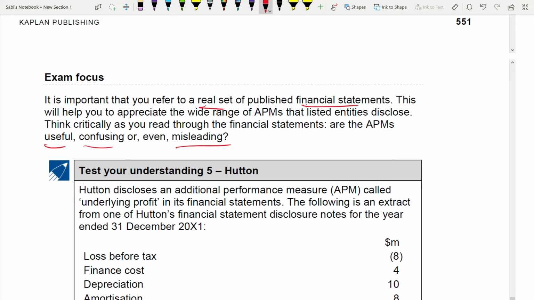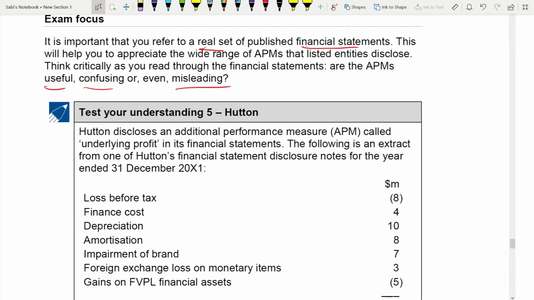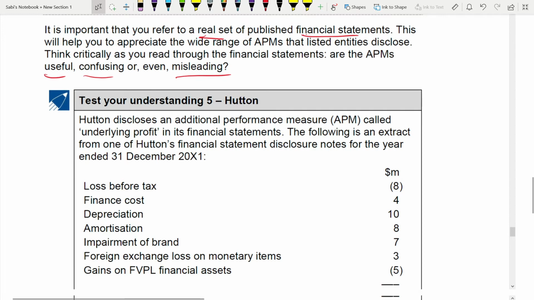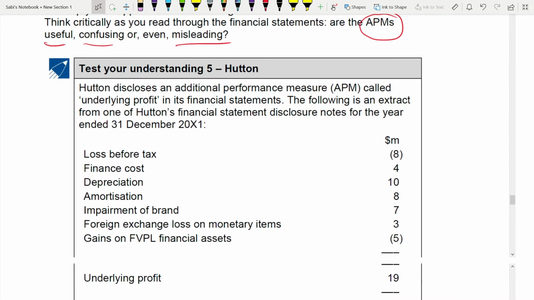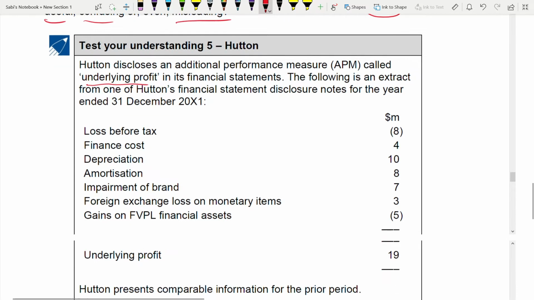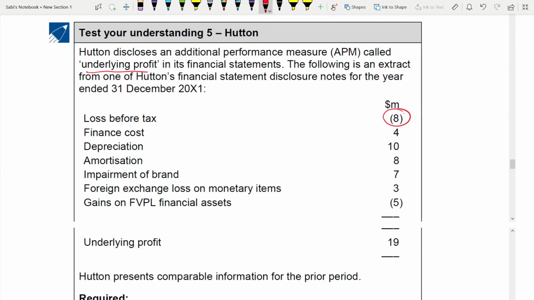Okay. So now, the last question for the day, and with this we will conclude additional performance measure. It has come recently, so this is very important. You cannot forget about this. You have to include it in your preparation when you're studying for SBR. Now, Test Your Understanding 5. Here also they have taken an additional performance measure, the underlying profit. They have disclosed certain things. If you see, they have a loss before tax, and then they have made these adjustments: finance cost, depreciation, amortization, impairment of brand, foreign exchange gains, everything, and then they have got an underlying profit. So it's very curious. One might ask how it suddenly became a profit from a loss.